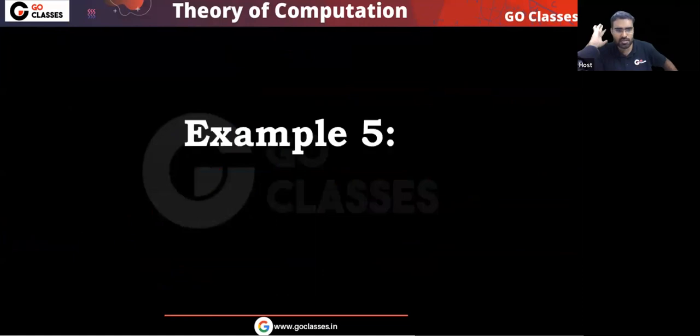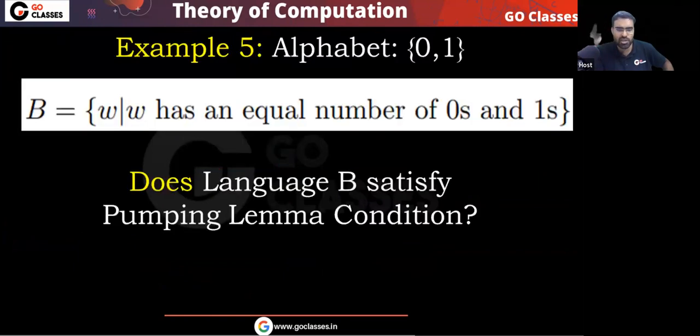Now let's take another question. Example number 5, the last example we will do. This is interesting. Let's quickly do this. This language is given to you. The alphabet is 0, 1, and the language says that W has equal number of 0s and 1s. First, tell me, is this language the same as your previous language, A power n, B power n? No, it is not the same.